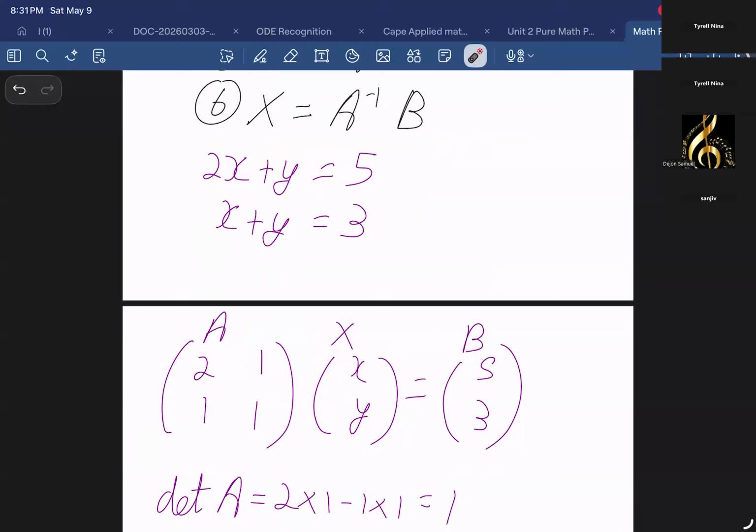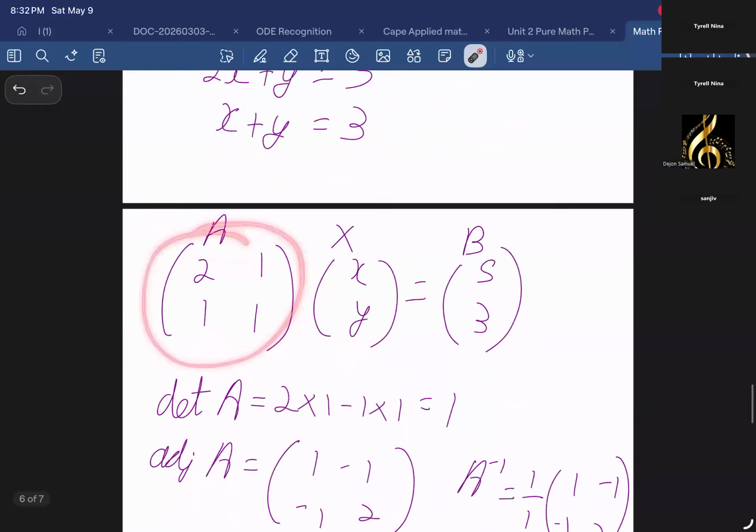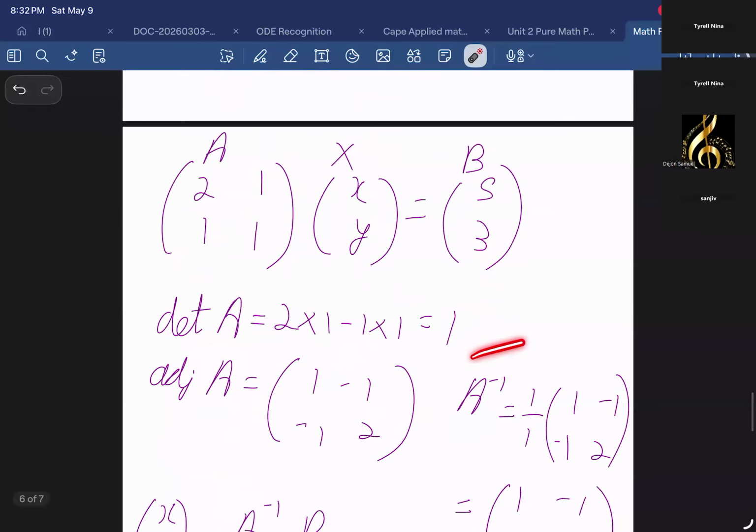So let me repeat that. Take the coefficients for x and y, so the numbers before x and y. So 2 matches with 2, 1 matches with 1, 1 matches with 1, 1 matches with 1. Then I have x, y, and then I have 5, 3. So the premise is now I need to find the inverse. To find the inverse, I find the determinant of this, find the adjoint of this. I get my A inverse here.